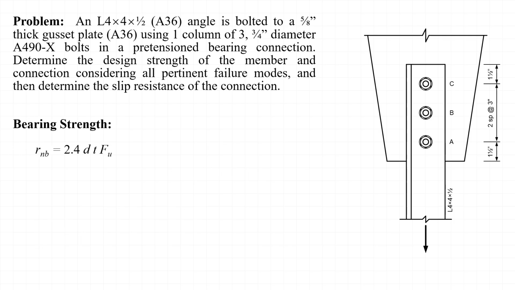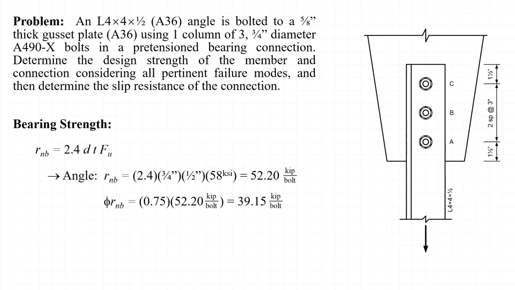Next, we can calculate the bearing strength of the material being connected by the bolts. The nominal bearing strength of the base material is taken as 2.4 times d times t times F sub u, where d is the diameter of the bolt and t and F sub u are the thickness and tensile strength of the base material, which is either the angle or the gusset plate. Substituting a thickness of 1/2 inch and a tensile strength of 58 ksi for the angle, we find a nominal strength of 52.2 kips per bolt. Applying the resistance factor of 0.75, we then find that the design strength associated with the angle is 39.15 kips per bolt.